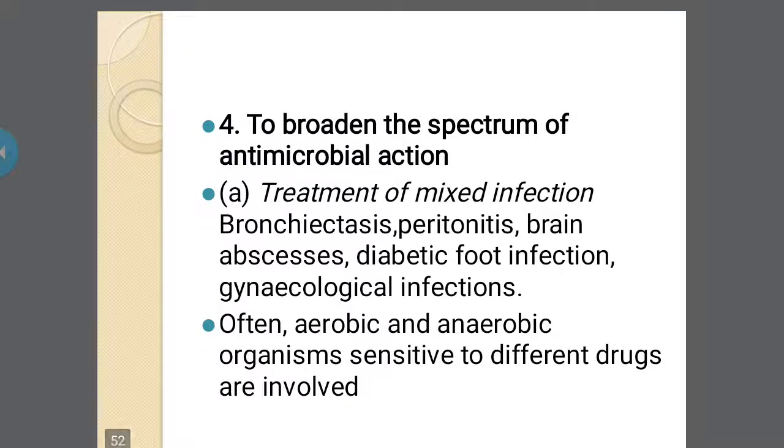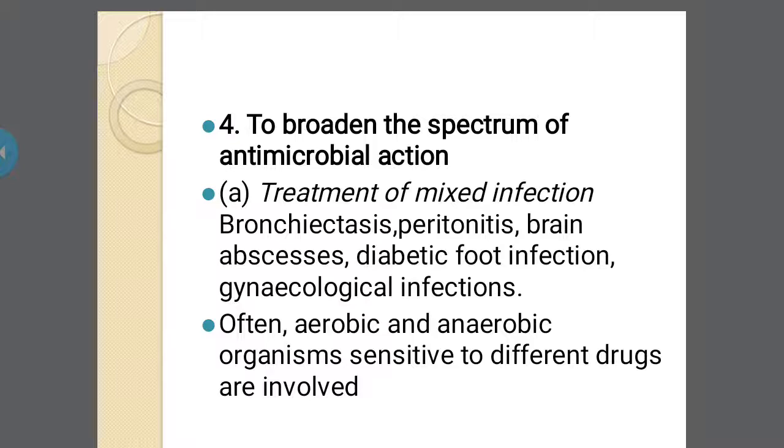To broaden the spectrum of the antimicrobial action, treatment of mixed infections, when they are gram-positive, gram-negative, aerobic, anaerobic, many kinds of bacteria are responsible for causing the infection, like in presence of bronchiectasis, pneumonitis, brain abscess, diabetic foot, gynecological and genitourinary infection. Then combination therapy is needed so that we can target both gram-positive as well as gram-negative, aerobic, anaerobic. So remember, gram-positive action is mainly seen by the beta-lactam groups.